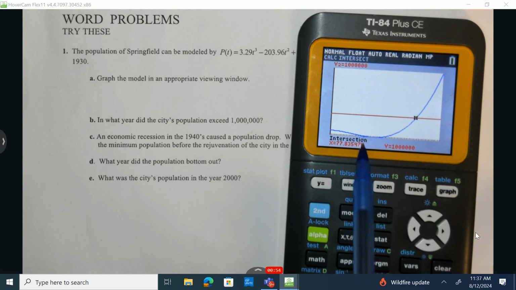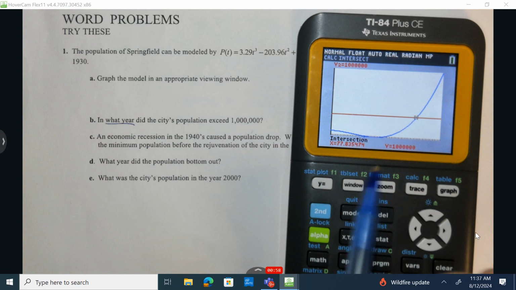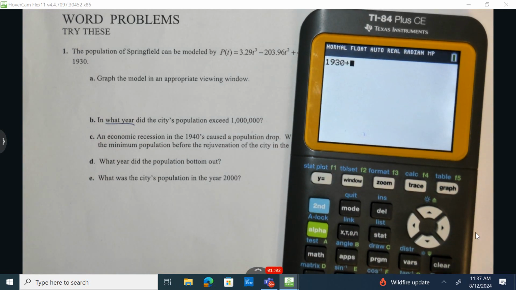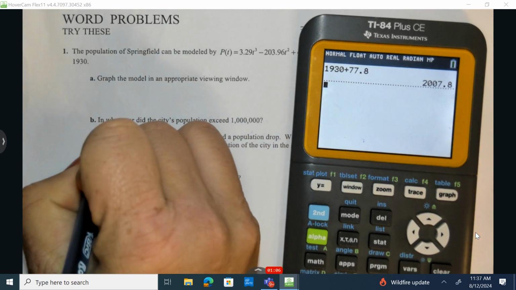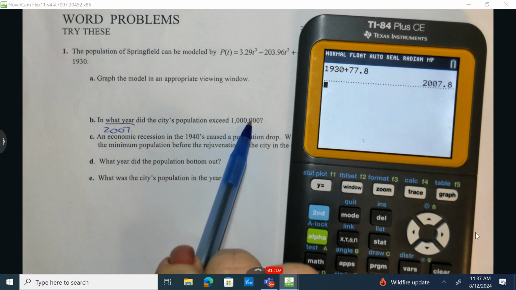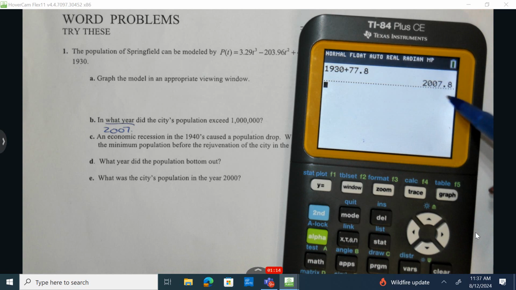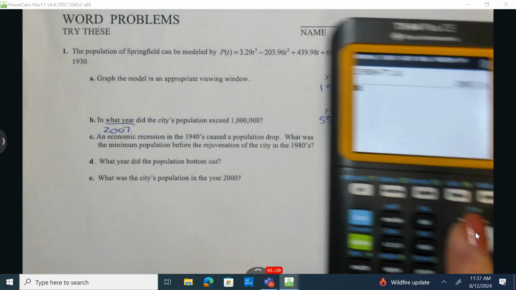Now we need to translate this into time: in what year? So I'm going to take 77.8 and add it to the initial year. So we can say in the year 2007, we can assume that the population exceeded 1 million. So 2007.8, somewhere towards the end of 2007 it equals 1 million, and after that point we can assume that it's going to exceed.